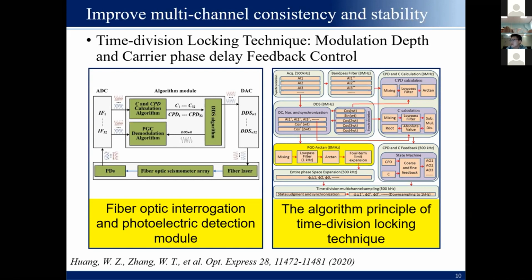A phase measurement sequence is recovered by the PGC demodulation algorithm. In this process, the carrier modulation depth and the carrier phase delay of each channel are efficiently controlled by real-time feedback and are not affected by the external environment, which is conducive to improving the consistency and stability between each channel.